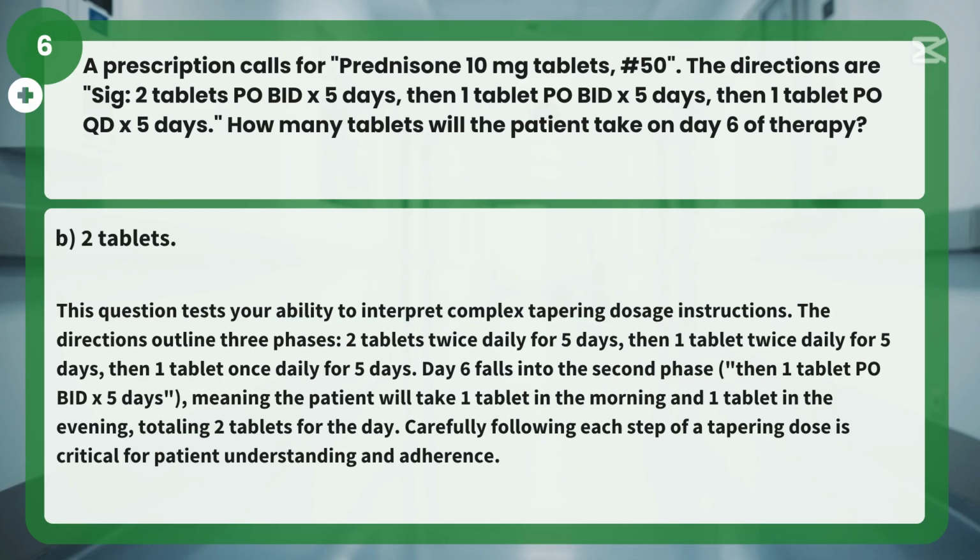Answer: B. 2 tablets. This question tests your ability to interpret complex tapering dosage instructions. The directions outline 3 phases: 2 tablets twice daily for 5 days, then 1 tablet twice daily for 5 days, then 1 tablet once daily for 5 days. Day 6 falls into the second phase, 1 tablet PO bid x 5 days, meaning the patient will take 1 tablet in the morning and 1 tablet in the evening, totaling 2 tablets for the day. Carefully following each step of a tapering dose is critical for patient understanding and adherence.